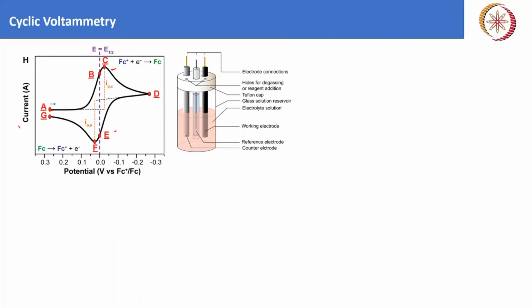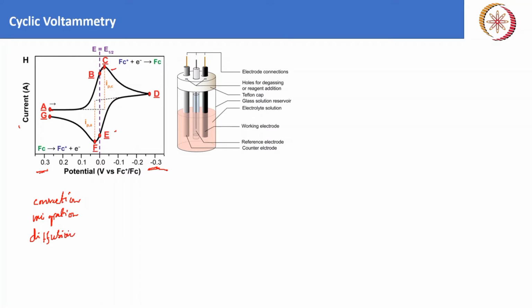We have discussed two types of convention. One is the IUPAC convention, where the lower potential is on the left side and higher potential on the right side, and this is the US convention, where the lower potential is on the right side and the higher potential on the left side. Here we have observed the C point, where the maximum reduction process is going on, and as we have discussed, there are three types of current: convection, migration, and diffusion.